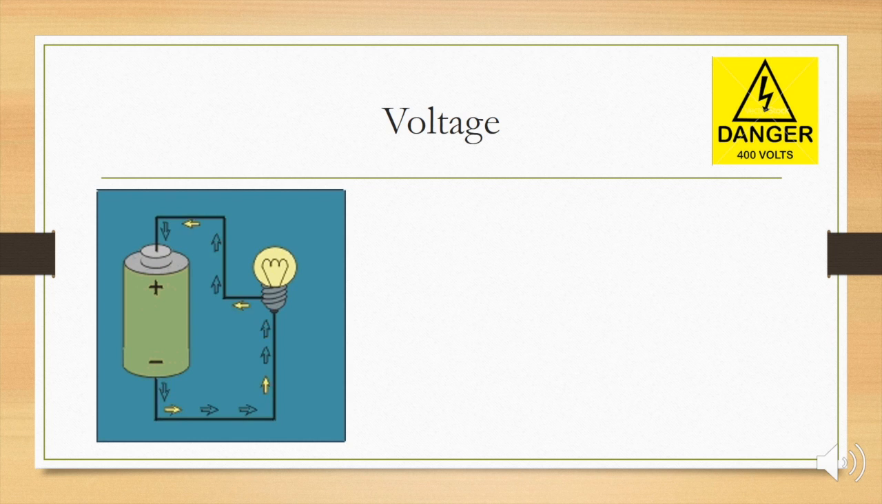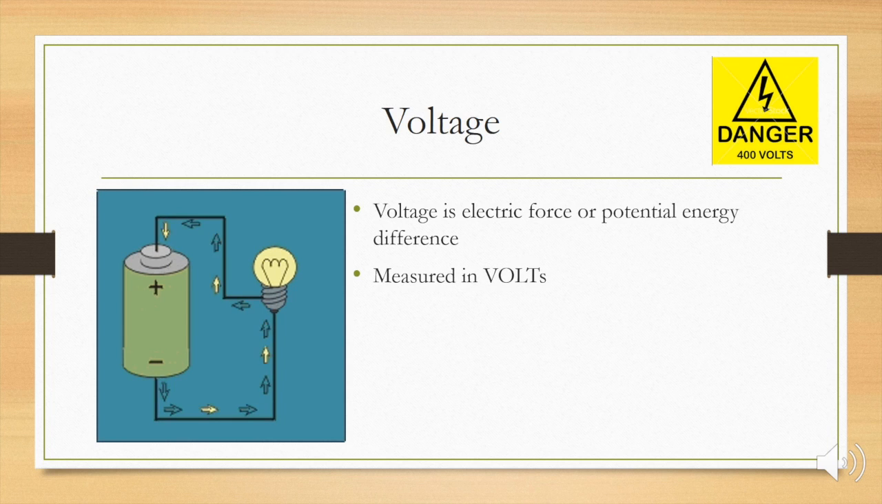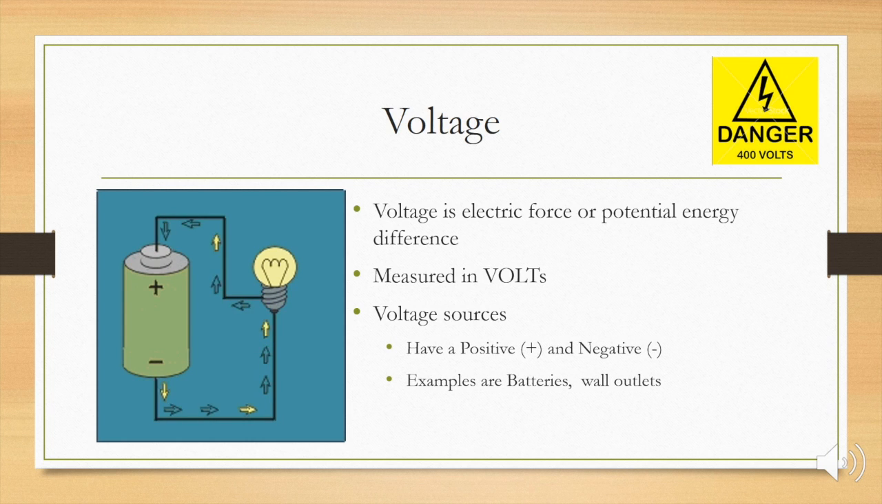The thing we want to talk about is voltage. Voltage is electrical force or potential energy difference. It's measured in volts. Voltage sources have a negative and a positive. Examples are batteries and wall outlets. As you can see in the picture on the left, this battery has a positive and a negative.